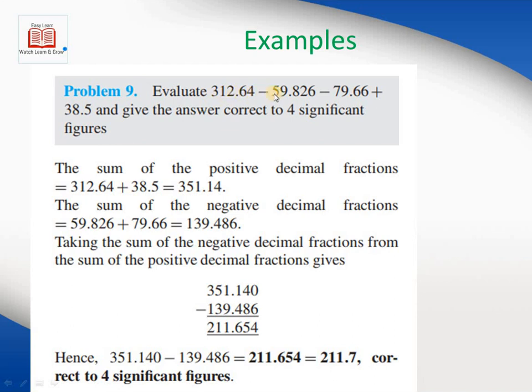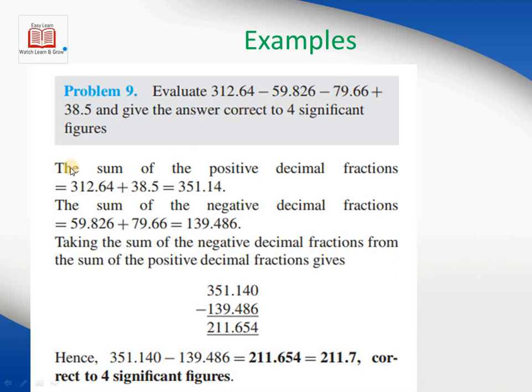Evaluate 312.64 minus 59.826 minus 79.66 plus 38.5 and give the answer correct to 4 significant figures. Take it as the same case, because there are two positive decimal numbers: 312.64 is positive, and the second positive is 38.5. There are two negative numbers, that is minus 59.826 and minus 79.66. These are the two negatives.